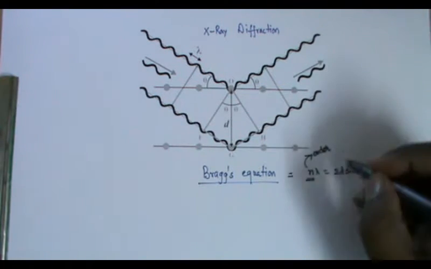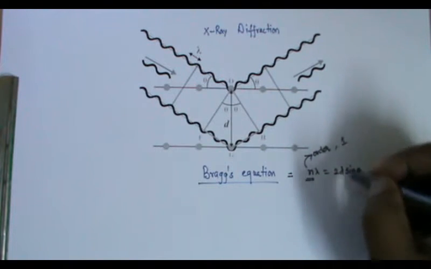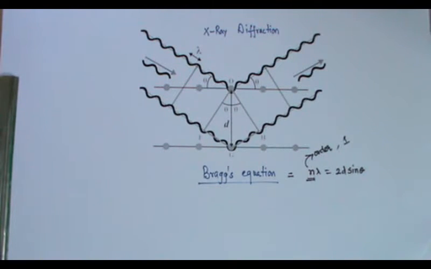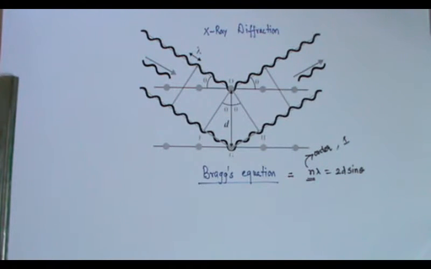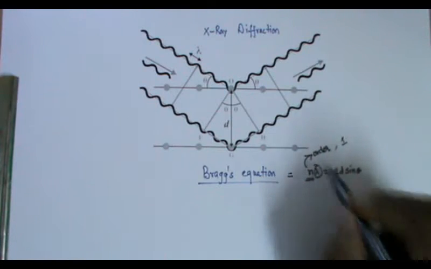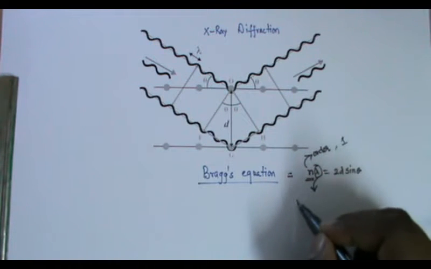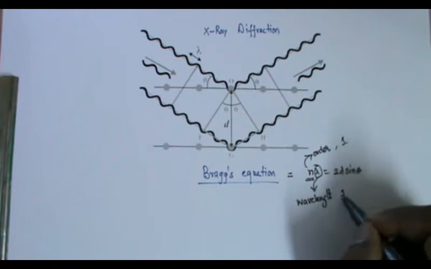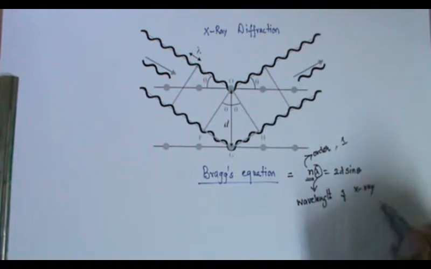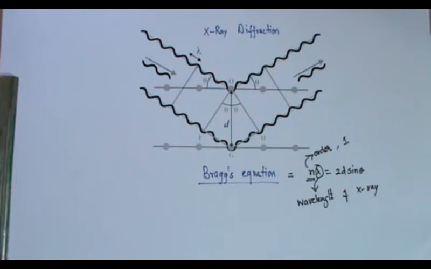The problem in CSR, generally they go for first order. So if they say first order, then n is equal to 1. Second order, n is equal to 2. What is lambda? It is the wavelength of X-ray, whatever they use for X-ray diffraction. So wavelength of X-ray. So 2, it is number.